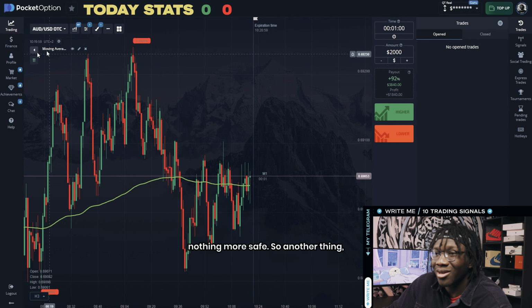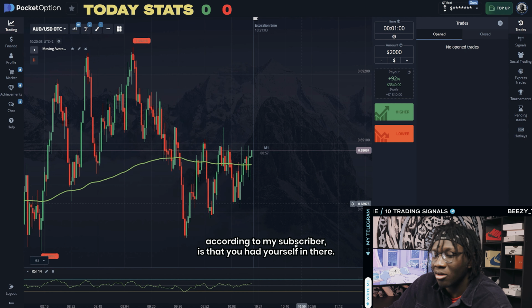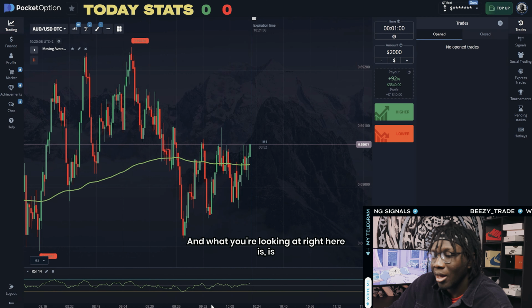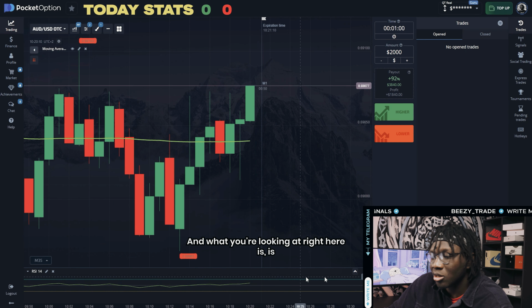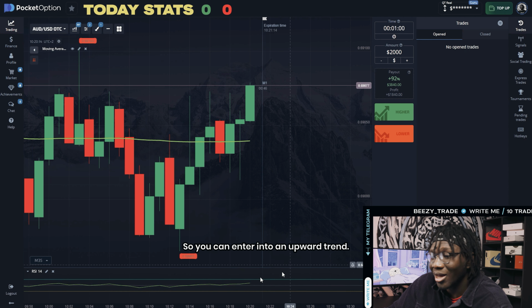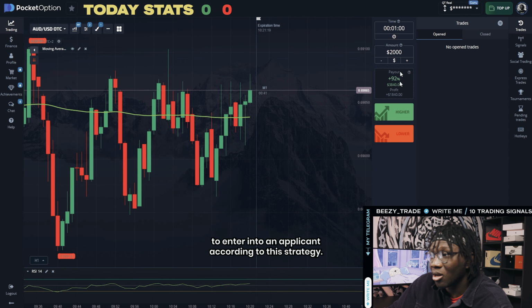Save. Another thing, according to my subscriber, is that you add yourself an RSI. You do not change the period, you leave the period at 14. What you're looking at right here is that this is overbought and this is oversold. You're looking for it to cross 50 so you can enter into an upward trend. So this might be a good point to enter into an upward trend according to this strategy.